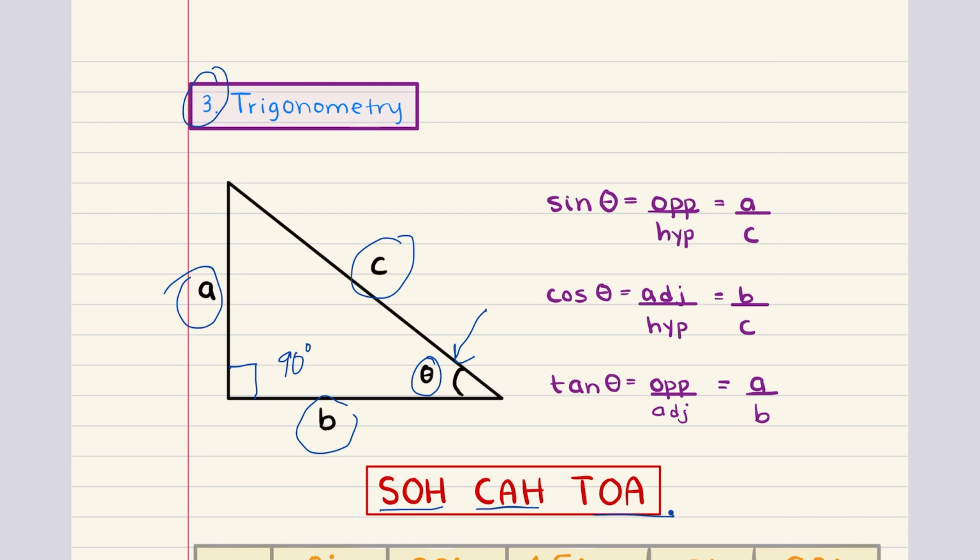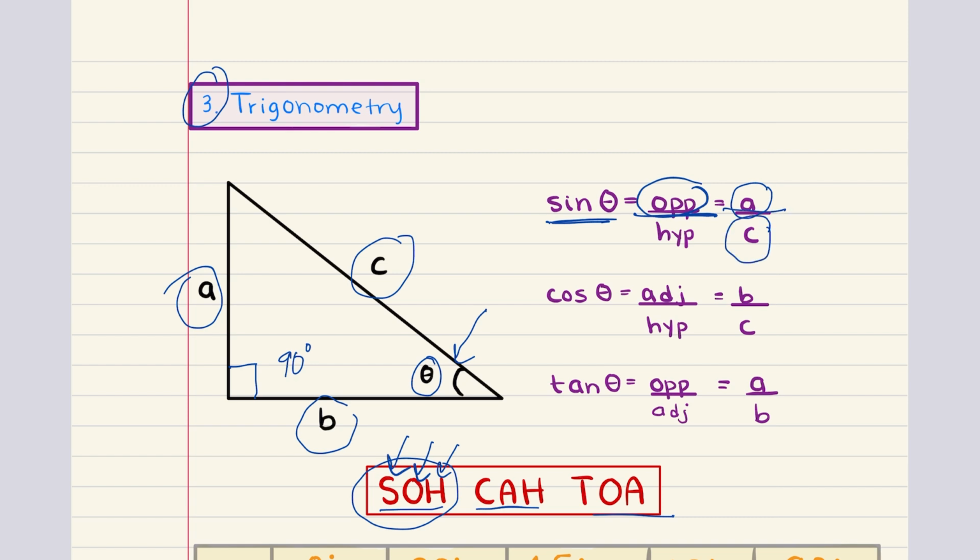Now, what do each of these parts stand for? Let's start with SO. This tells us that sine theta is equal to opposite divided by hypotenuse. So in our triangle, sine theta is going to be side A, which is the opposite side, divided by side C, which is our hypotenuse.